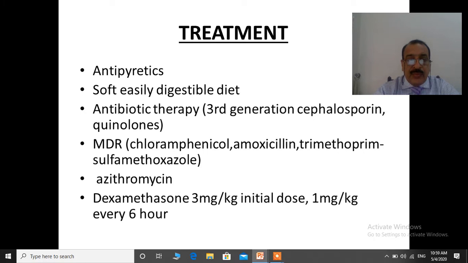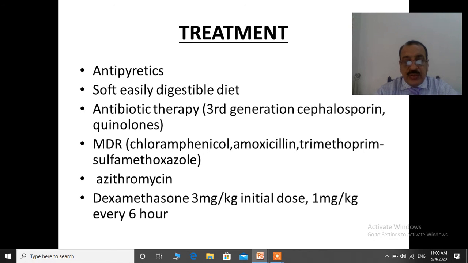The problem which we are facing nowadays is that some of the patients have become resistant to even third generation cephalosporins and quinolones. So in such cases, we have to switch over to new drugs like azithromycin and meropenem or imipenem.